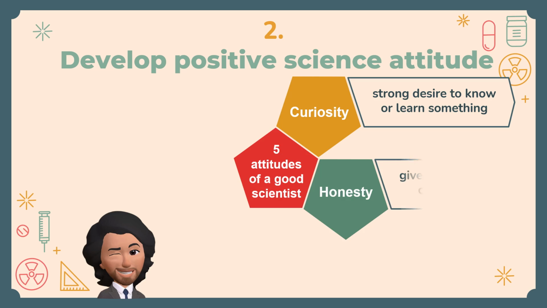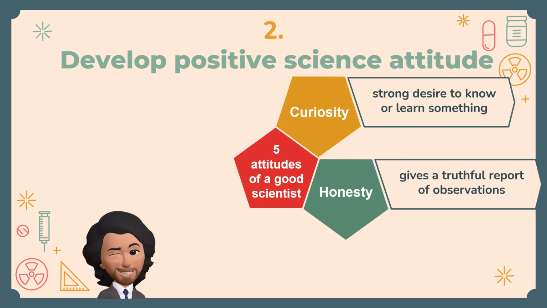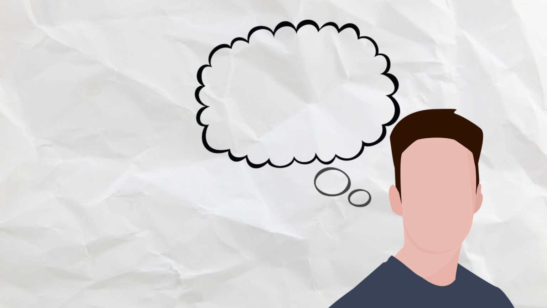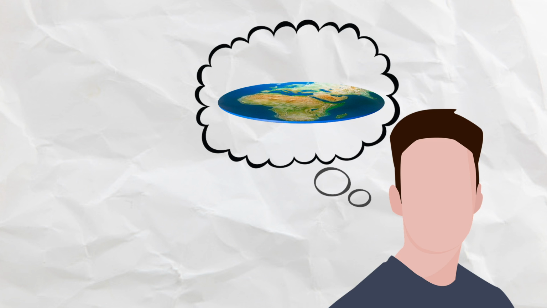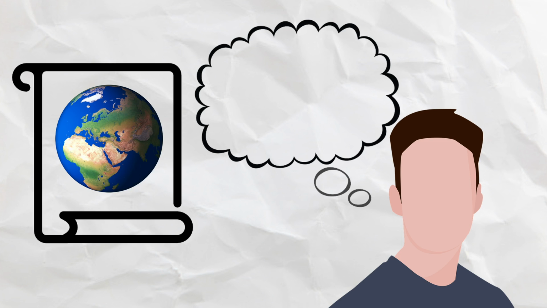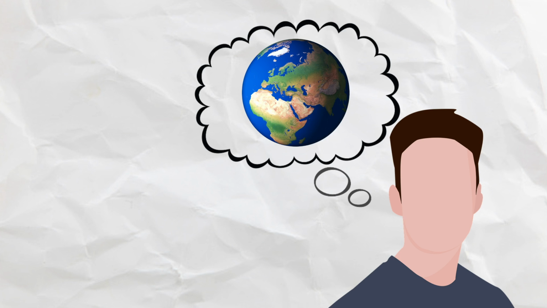Secondly, honesty. A good scientist must give a truthful report of observations to avoid misinterpretation of research that will cause inconsistency among other research. Thirdly, open-mindedness. A good scientist will respect others' points of view and change his mind if reliable evidence contradicts his beliefs. For example, when a person believes that the earth is flat, but all evidence proves that the earth is ellipsoid shaped, the person must be open-minded to the evidence shown and accept the fact that the earth is not flat.